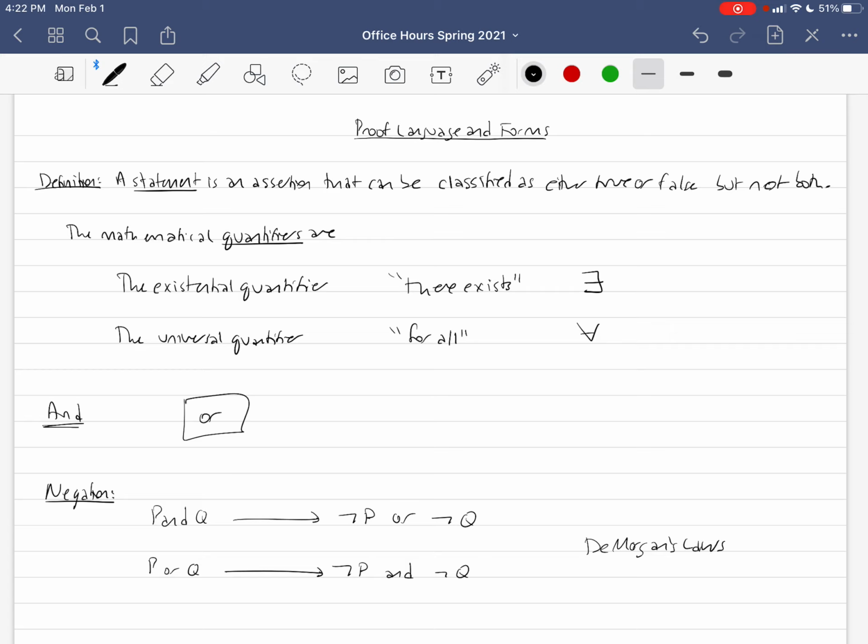Okay. Why does this make sense? Well, consider a phrase, all cats are black. Now, to prove that the exact opposite is true, I don't have to look at all cats. I just have to find a single cat that is not black. Okay. Similar types of things happen. So, for alls negates to there exists, and there exist negates to for alls.